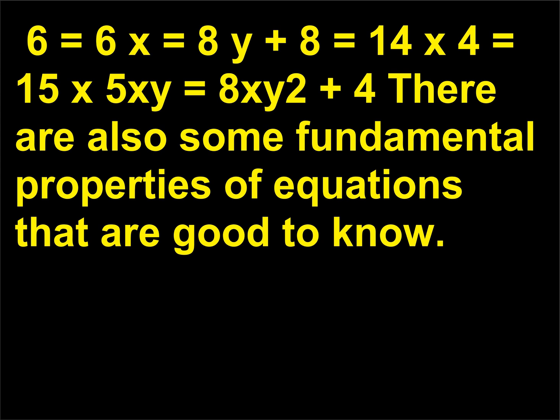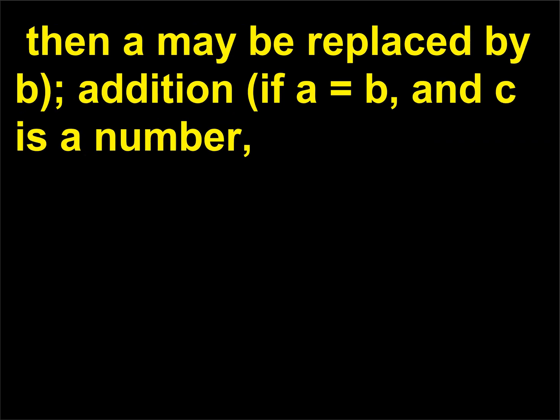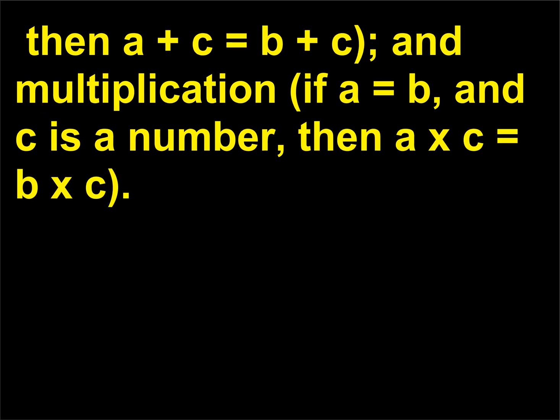There are also some fundamental properties of equations that are good to know. They include the symmetric property: if A equals B, then B equals A. Substitution: if A equals B, then A may be replaced by B. Addition: if A equals B, and C is a number, then A plus C equals B plus C. And multiplication: if A equals B, and C is a number, then A times C equals B times C.